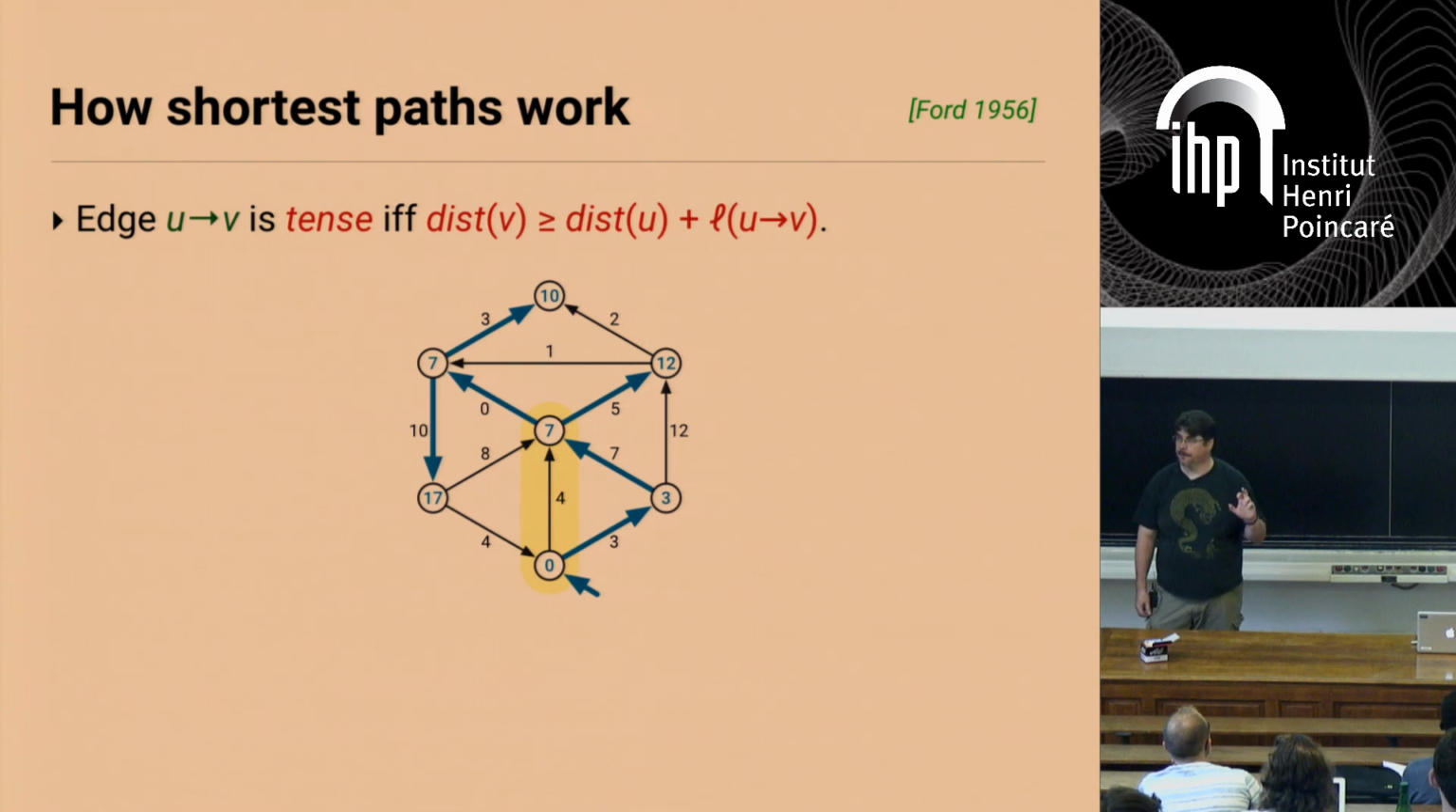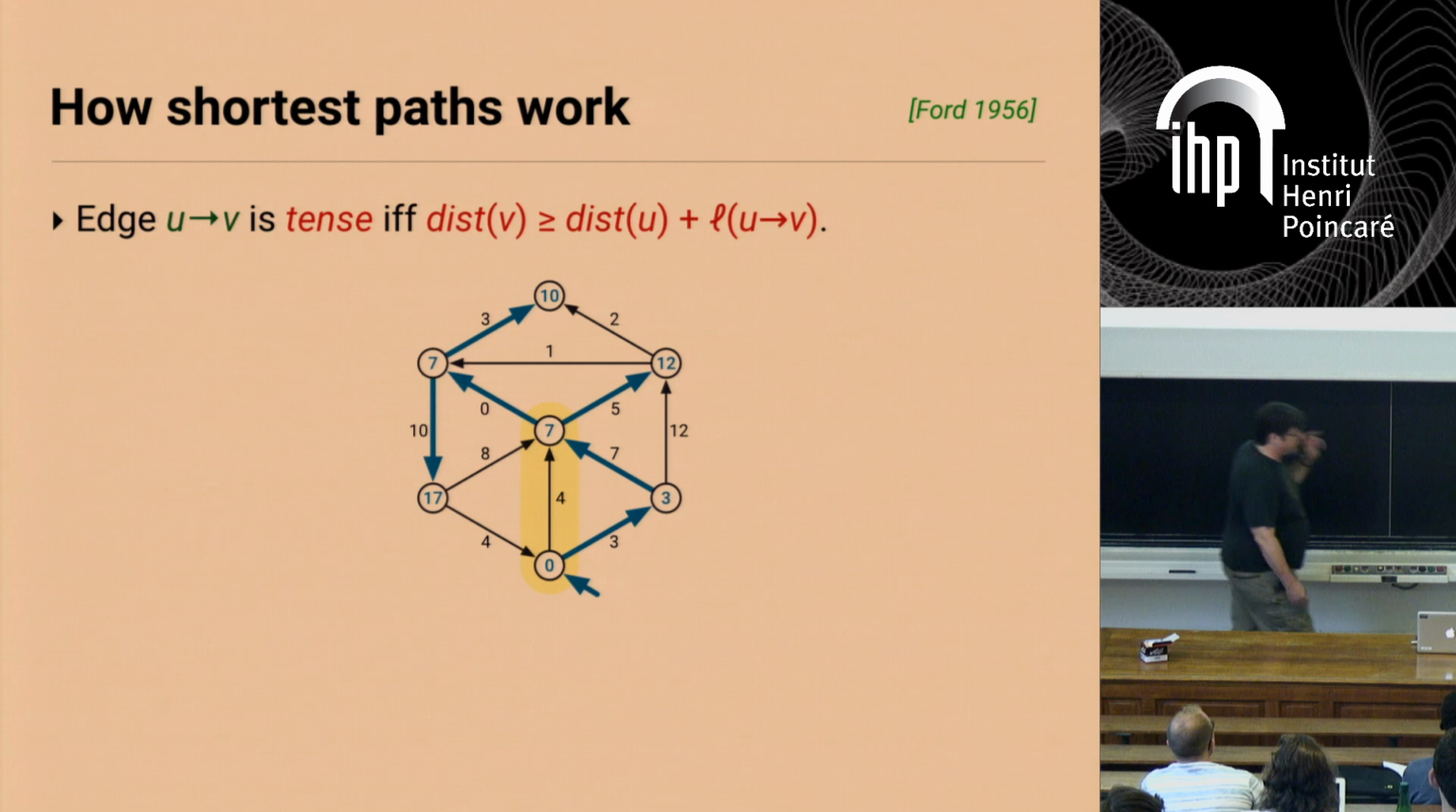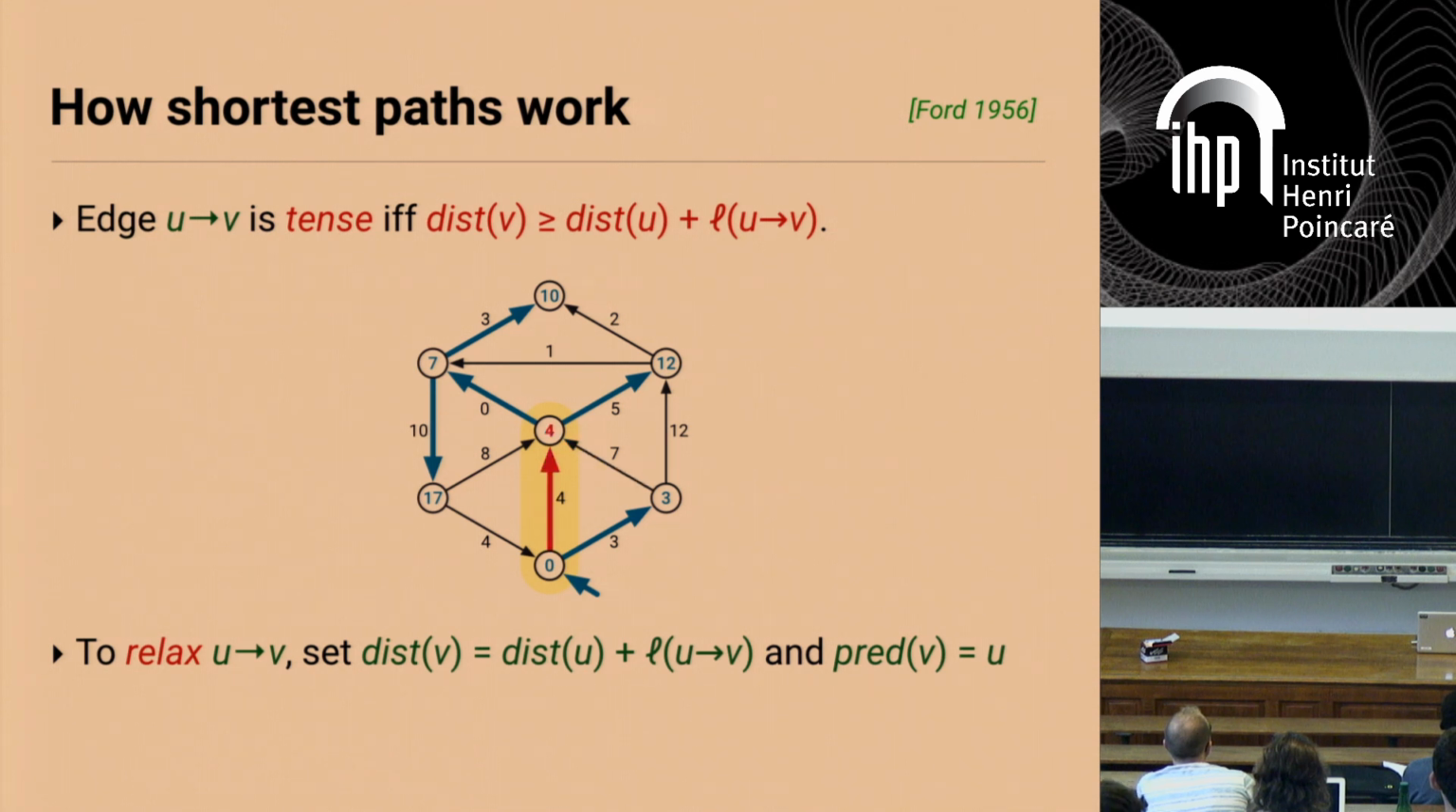Your algorithm is wrong. And the thing that Ford observed is that if I want to compute shortest path distances, the following strategy is enough. Initialize all the distances to infinity except the distance at the source to be 0. Then as long as there is a tense edge, relax it.